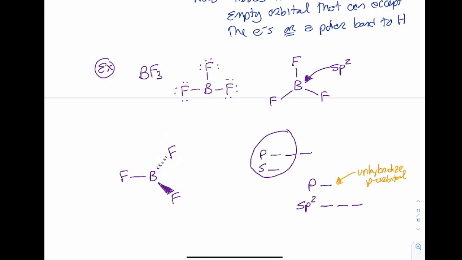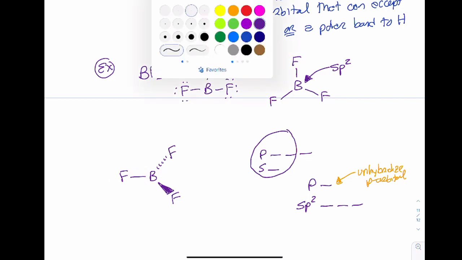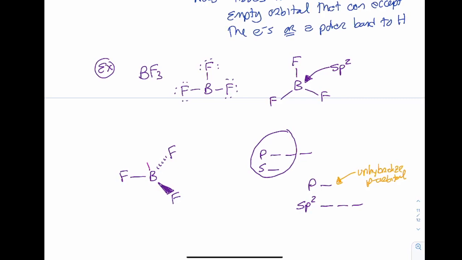And then those bonds, right? This bond right here is the overlap between fluorine's orbitals and boron's orbitals. And this would be an sp2 orbital overlapping with an sp3 orbital. But then perpendicular to that, I have this p orbital that's empty.